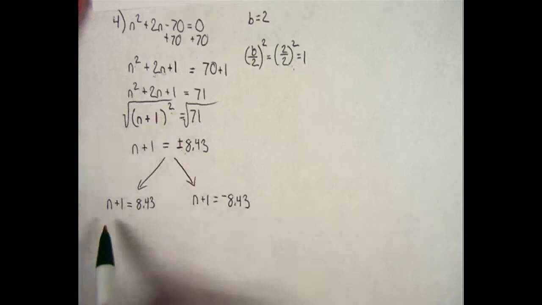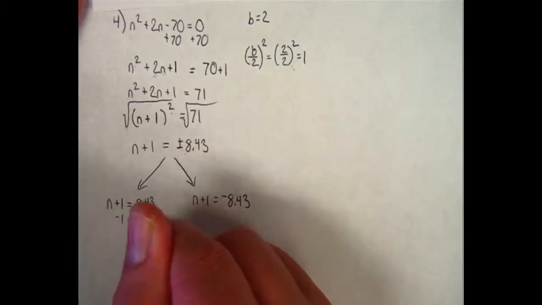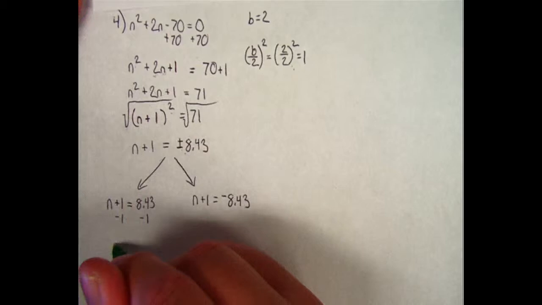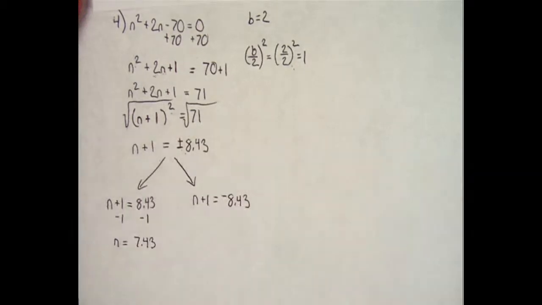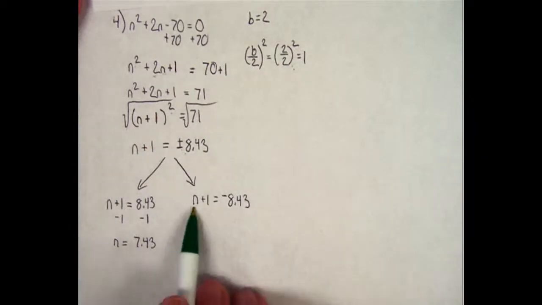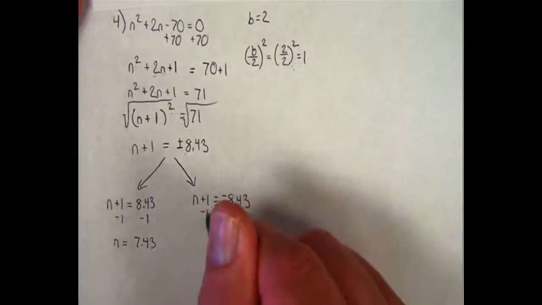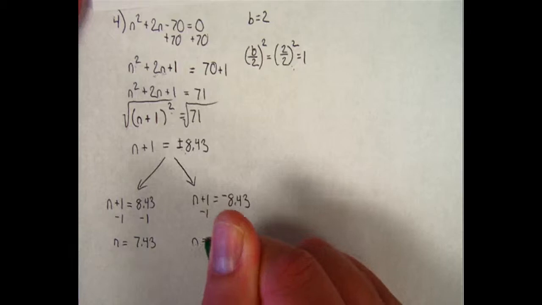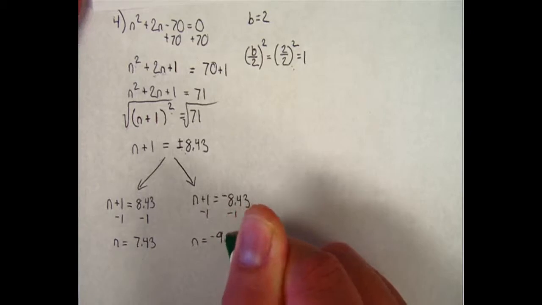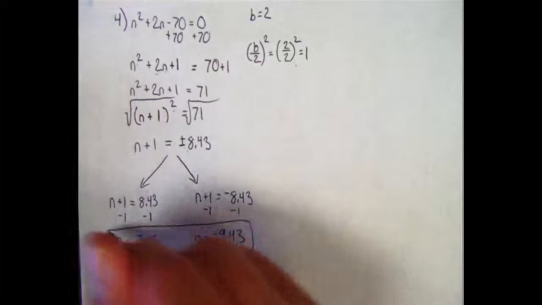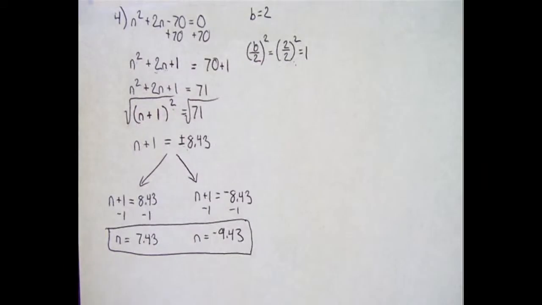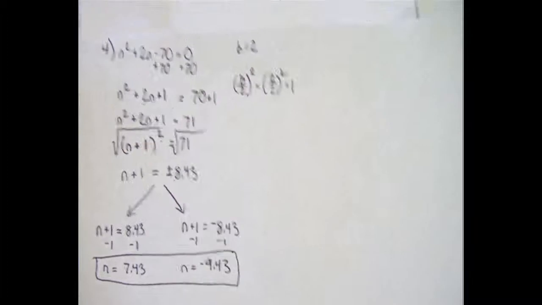Let's do this one first. I want to find what n is. So I subtract 1 from both sides, and n would be 7.43, just like that. So there's one of my solutions. And now to find the other one, I work over here. I'm going to subtract 1 from each side, and here n would be negative 9.43. And those are my two solutions. n can either be 7.43 or negative 9.43.